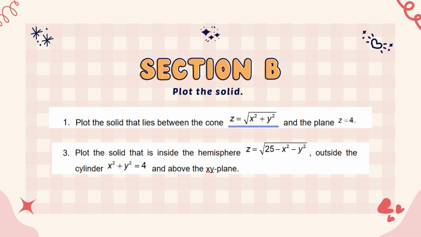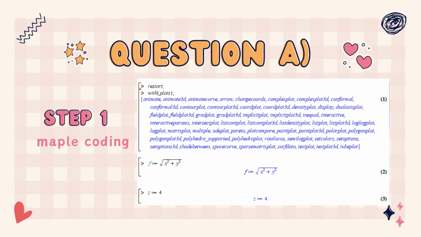Let's discuss the first question. For the first question from section B, I choose question 1, which is: plot the solid that lies between the cone z equals sec x squared plus y squared and the plane z equals 4. So the first step is Maple coding, which is I insert restart with open bracket plots and close bracket, and the function is sec x squared plus y squared and z equals 4.